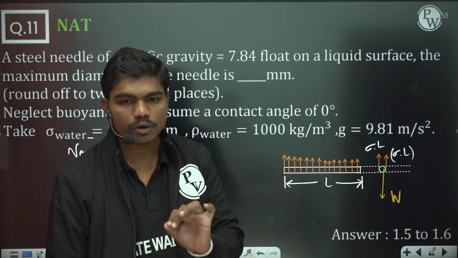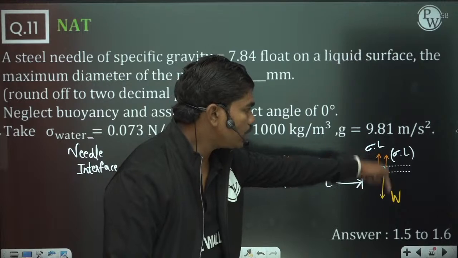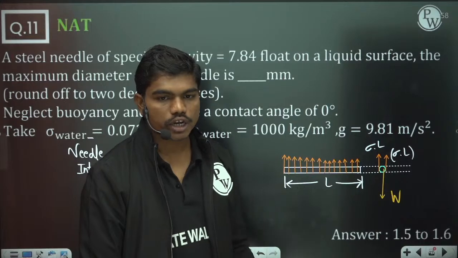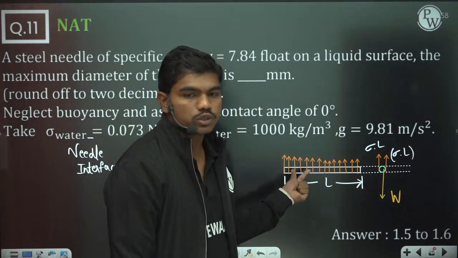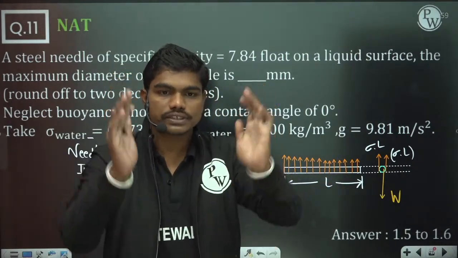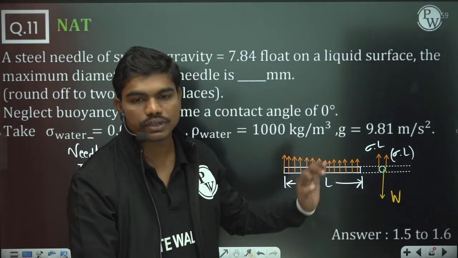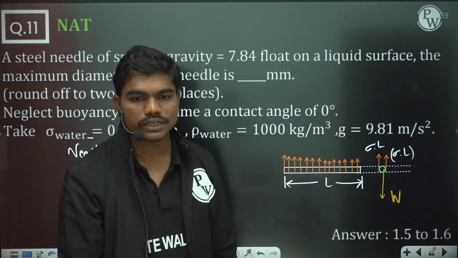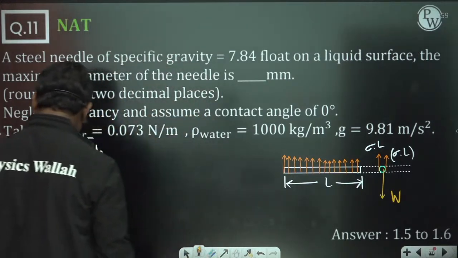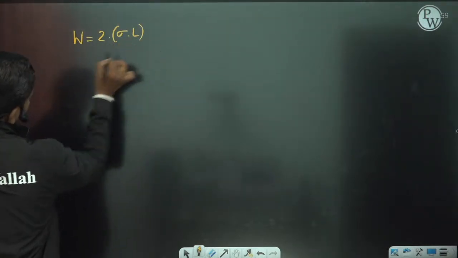Yes, so please type in the chat box. Is this clear to all of you? Did you all understand how this weight is supported by these two forces in the upward direction? Because per unit length, the surface tension force is sigma. So for length L, sigma into L is the total surface tension force. Since surface tension force is acting at two interfaces, 2 times sigma into L is equal to the weight of the needle. Okay. Is this clear to all of you? Yes. So now the weight is equal to 2 times sigma into L.